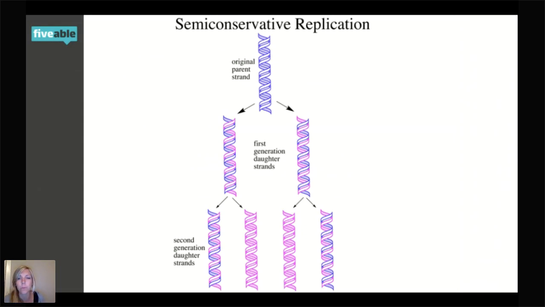But you can see here with the blue and the pink, the original parent strand is double-stranded with blue. And then that first generation daughter strand, you can ignore the second generation, but this first generation is what is important. It's half new, half old, and so it's semi-conservative. It still has all the same information. It's still identical, but it's half parent, half original parent.